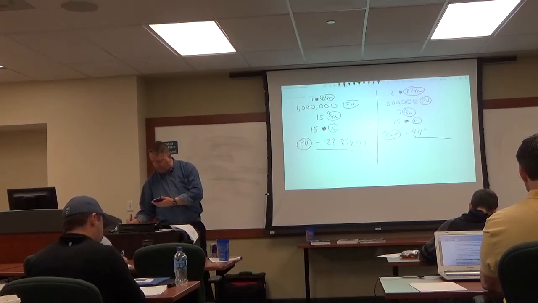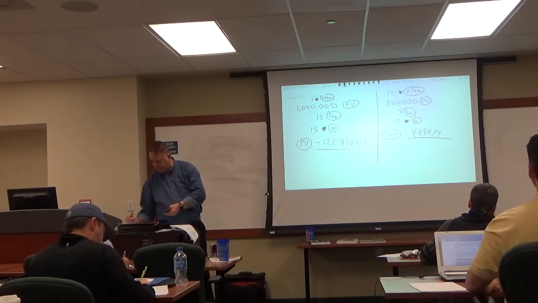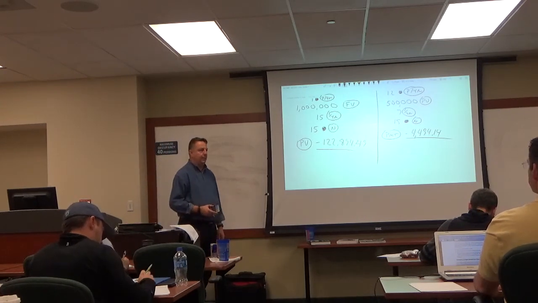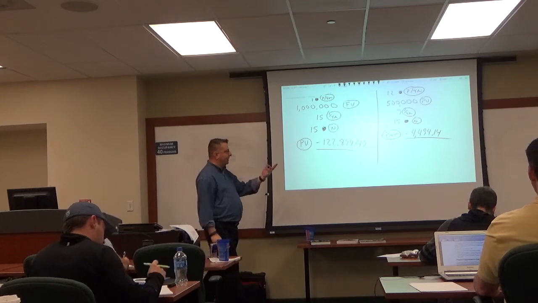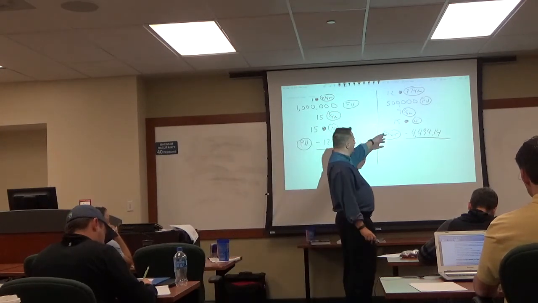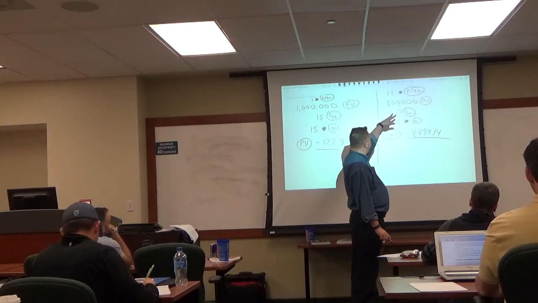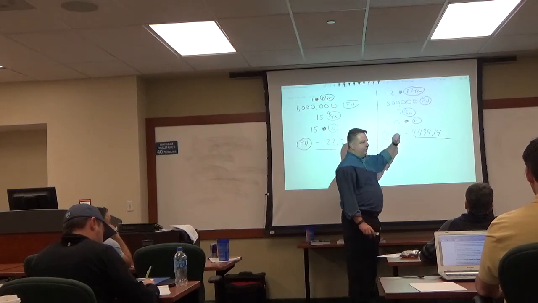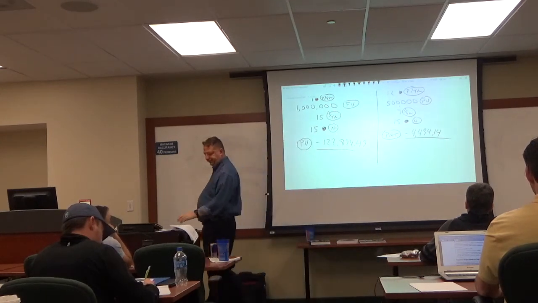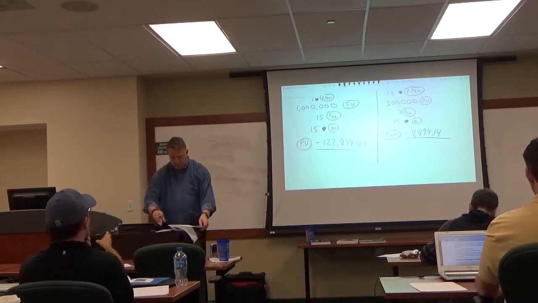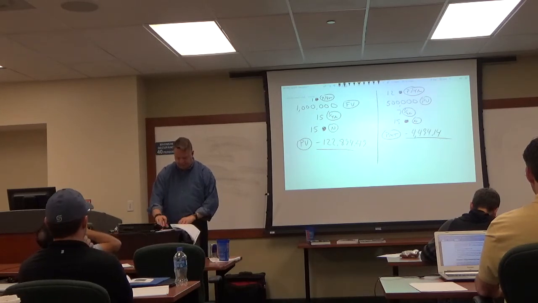So 4,494.14. Okay, make sense? That would be the monthly payment to fully amortize, or fully pay off, this $500,000 loan at 7% for 15 years. All right, that's through that section.